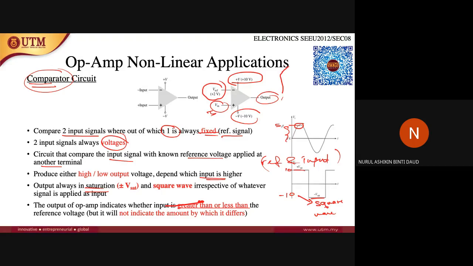For example, if I apply 5 and the reference is 2, the output will still represent as 10. It will not represent the difference, which is 3 volts. So by looking at this output, you don't know how much the difference is. If you want to know the value of the difference, you need to look at the input waveform or the original circuit configuration. So that is the basic information about the comparator circuit.